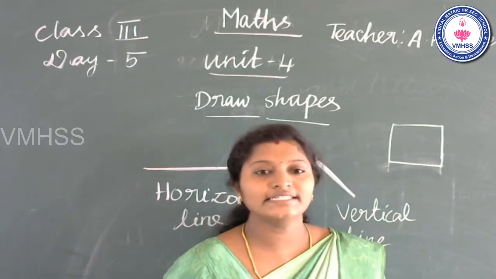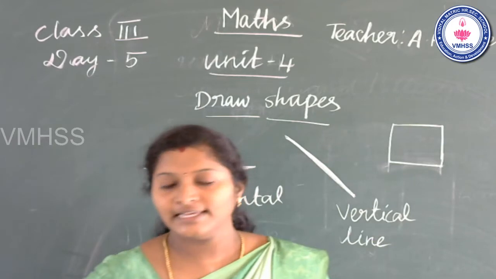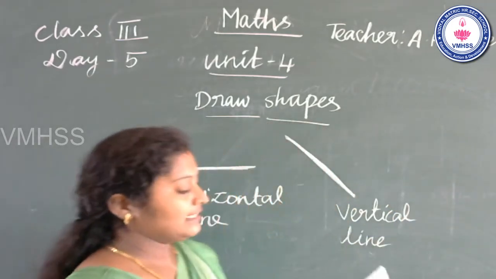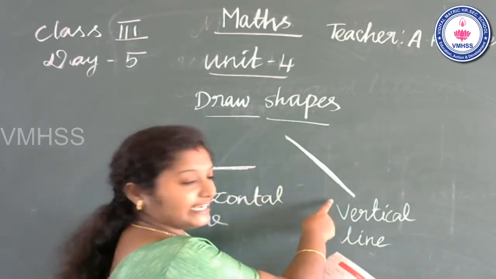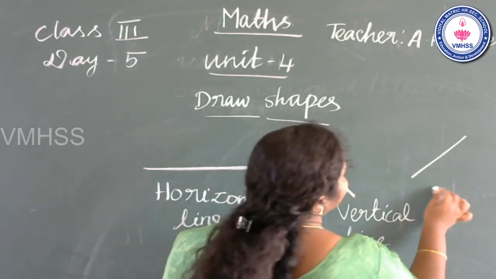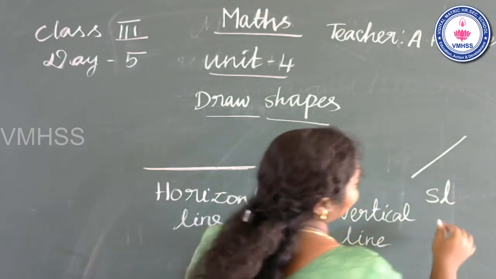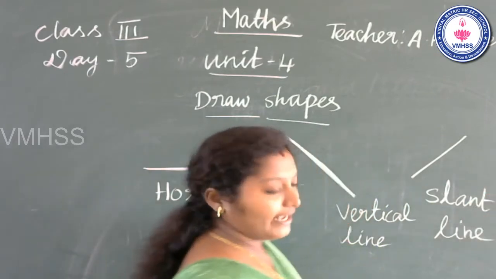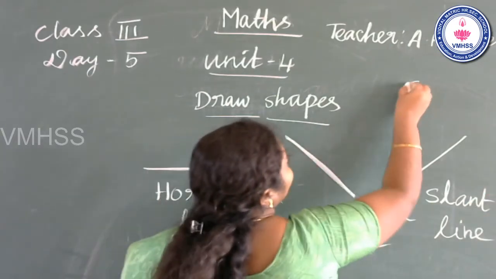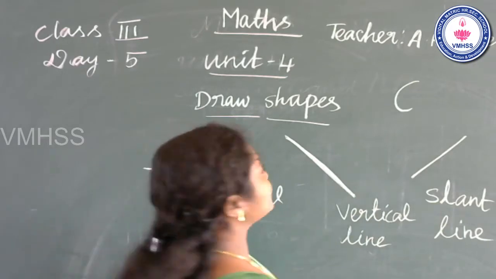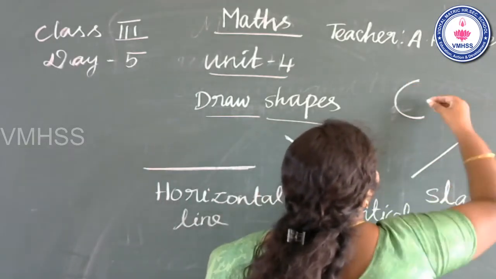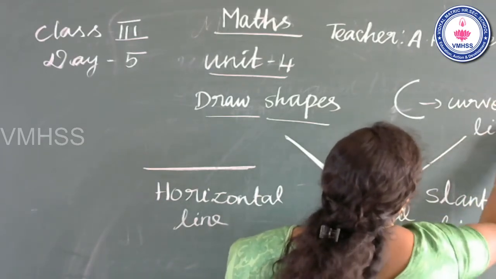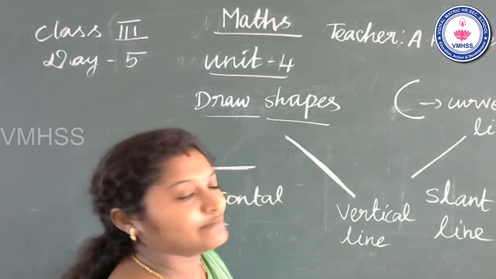Take a page number 76. So this is horizontal line, vertical line and this one is slant line. Slant line. Okay, so this one is curved line. What is this line? So this is curved line. First we recall the types of lines.